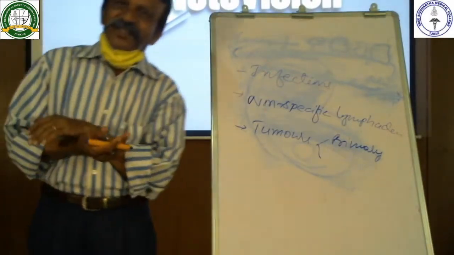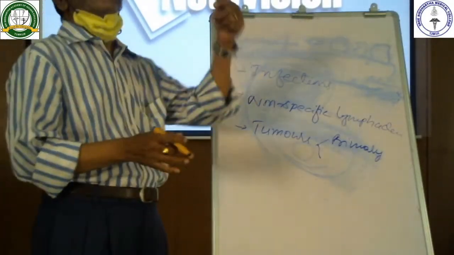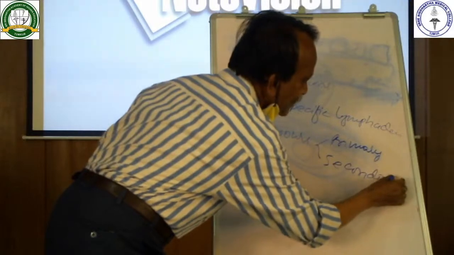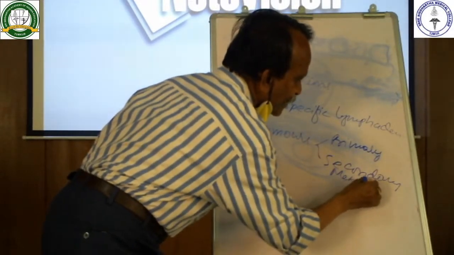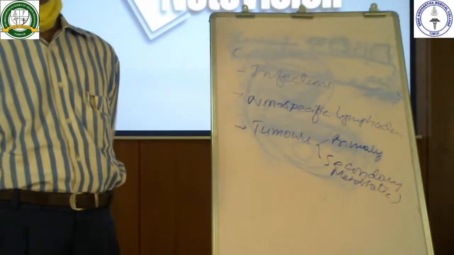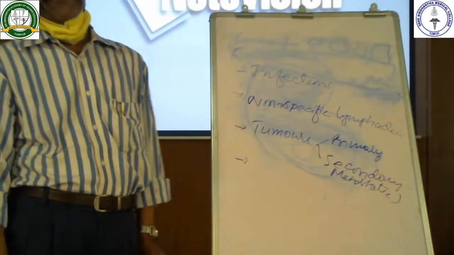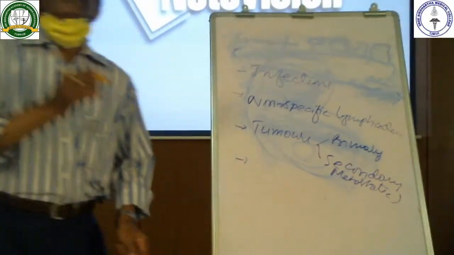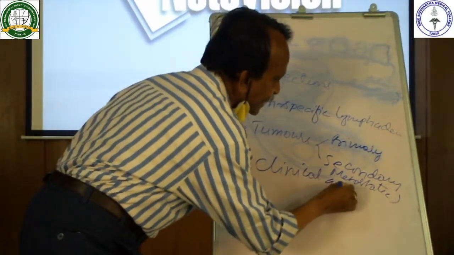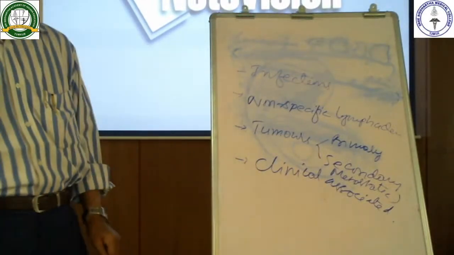One of the routes of spread of a tumor is through the lymphatics. So carcinomas spread through the lymphatics, so that they get deposited within the lymph nodes. That is the secondary deposits or the metastatic deposits. Metastatic deposits can cause the enlargement of the lymph node. And the fourth cause is some of the clinically associated lymphadenopathies, which are associated with clinical manifestations. So these are the four main causes for the enlargement of the lymph nodes.